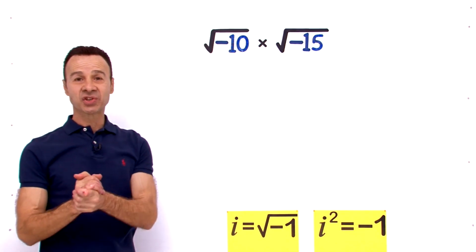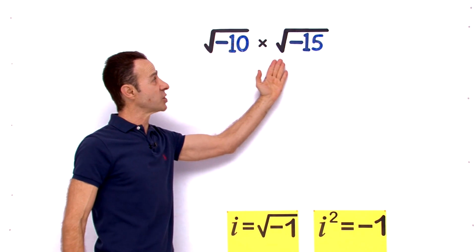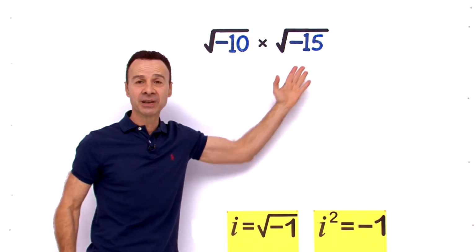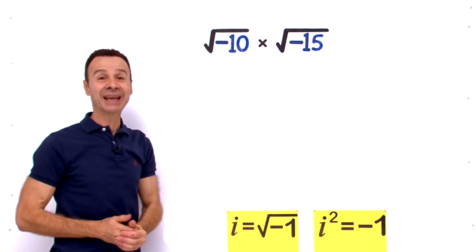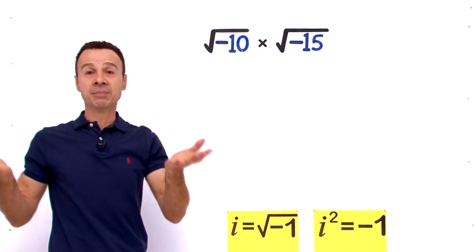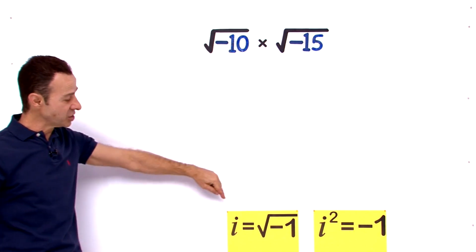All right, in this exercise, we are asked to find the square root of negative 10 times the square root of negative 15. Now, as many of you may or may not know, when you try to get the square root of a negative number, you're not going to come up with any solution. So what we're going to do is use something called the imaginary unit i.